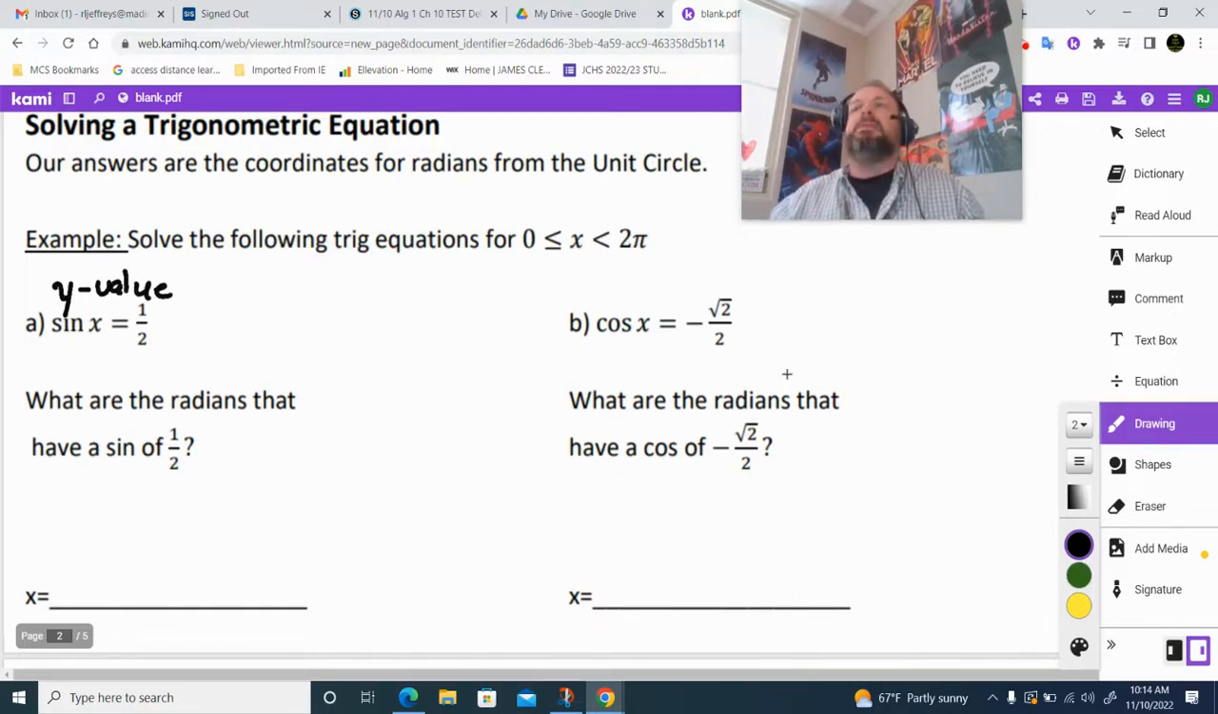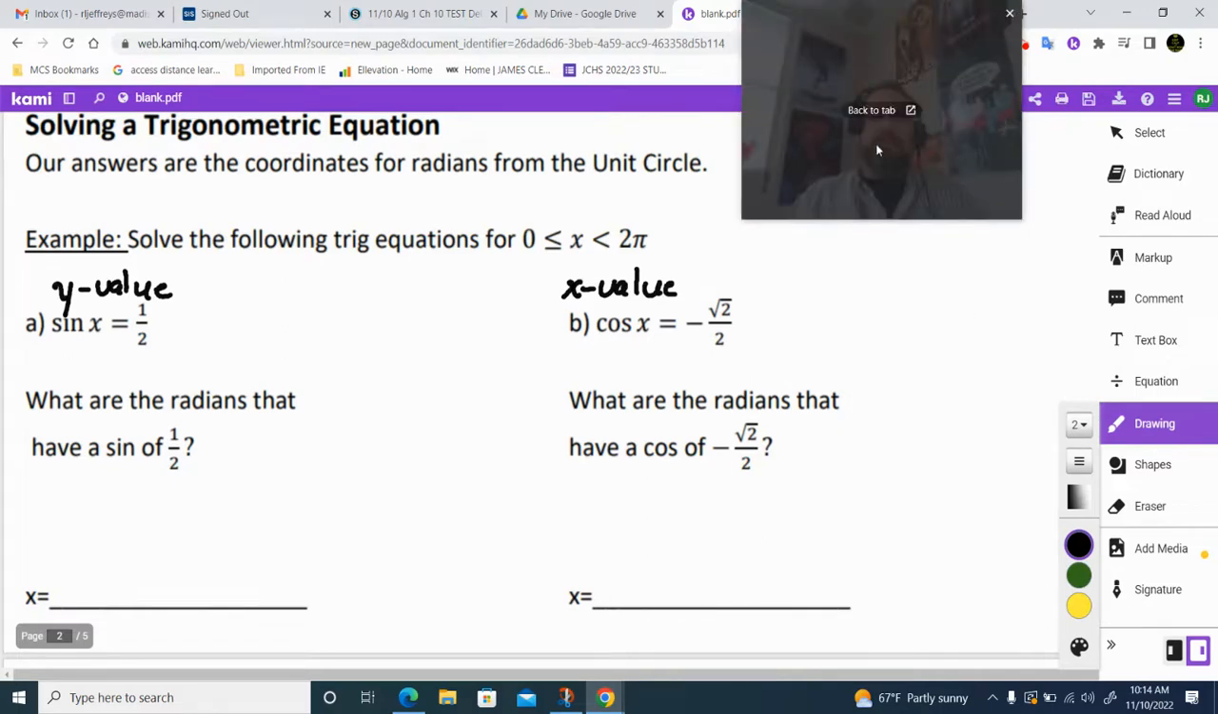No, cosine's the x coordinate. All right. So, what are the radians that have a sine of 1/2?